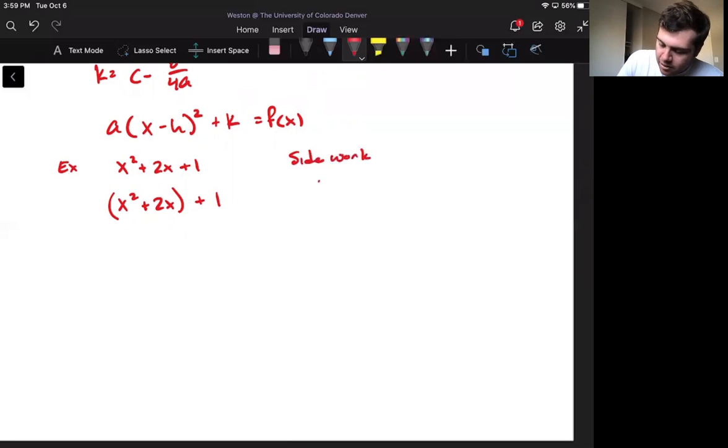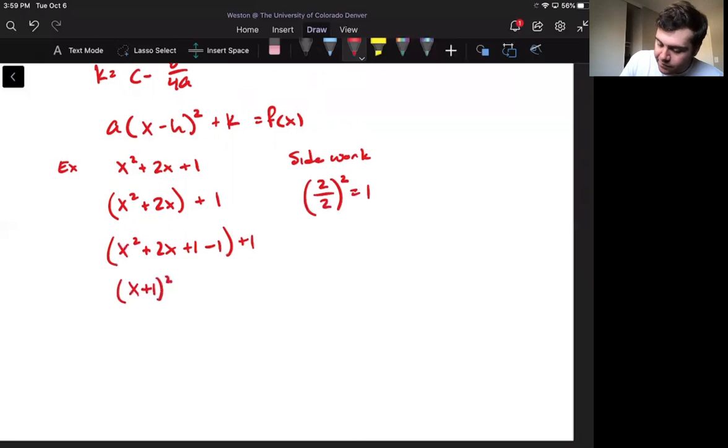Our side work, we'll take 2, divide it by 2, and square it. That just gives us 1. So we get x squared plus 2x plus 1 minus 1 plus 1. And then we know that this factors down to (x plus 1) squared equals f of x. And we're able to see that the vertex occurs at (-1, 0).